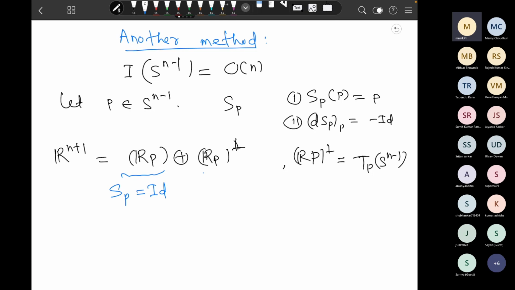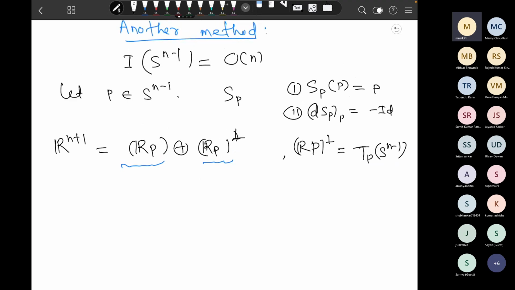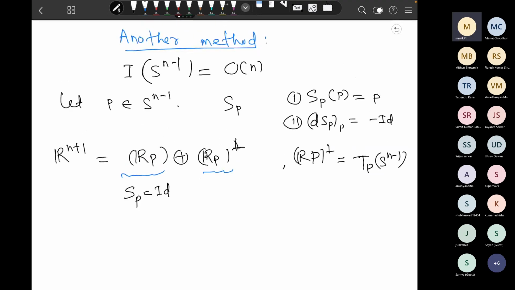Okay, so now let me explain once more. I have to specify SP. SP is a linear map. What I know is that on RP, SP has to be identity. And on RP perp, I know that dSP at P is equal to minus identity. But dSP at P is your SP, so SP is minus identity on RP perp.